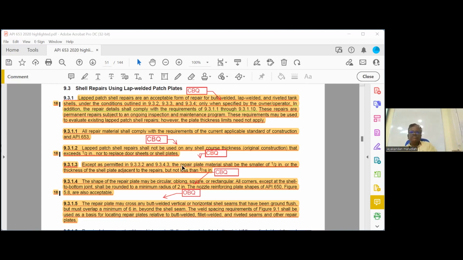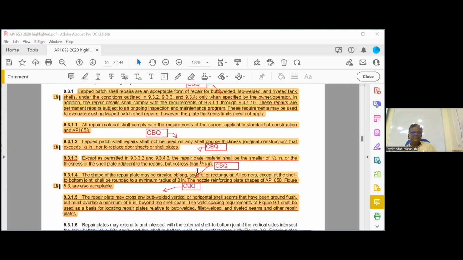Except as permitted, the repair plate material shall be the smaller of half of the thickness of the shell plate, but not less than 3/16 inch. Very important. So it cannot be less than 3/16 inch, 5 mm plate. The 9.3.1.4 important. The shape of the repair plate may be circular, oblong, square, rectangular. All corners except those to the shell-to-bottom shall be rounded, minimum 2 inch radius. That is a closed book question. Fillet weld is 2 inch, butt weld is 6 inch.